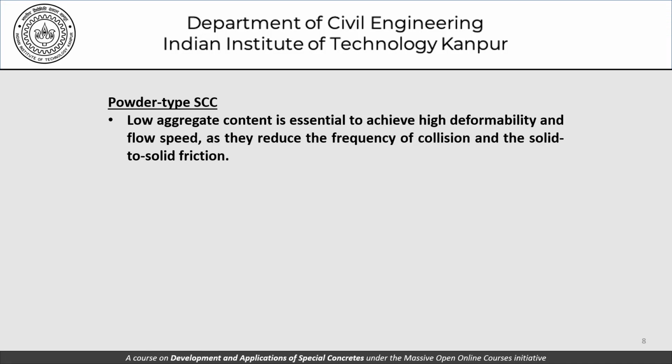Continuing with our discussion on powder type self-compacting concretes, low aggregate content is essential to achieve high deformability and flow speed as it reduces the frequency of collision and solid to solid friction. So basically we are trying to control or restrict the amount of coarse aggregate. We try to restrict this coarse aggregate content to a low value. Now, how much is that low value is something we will see in the subsequent slides.